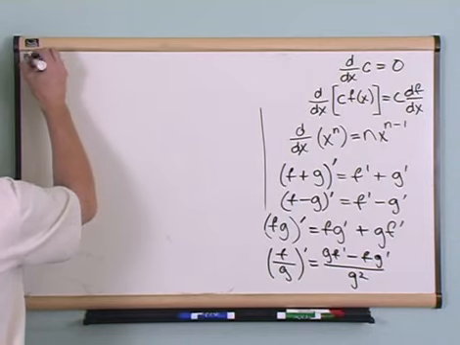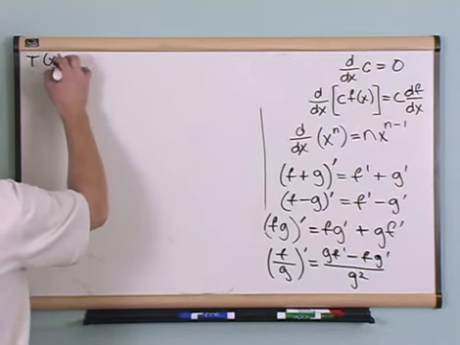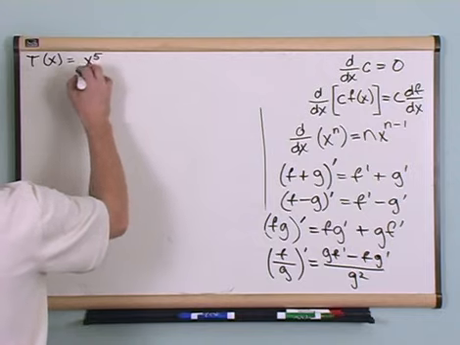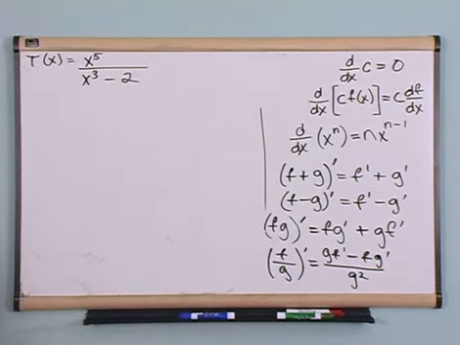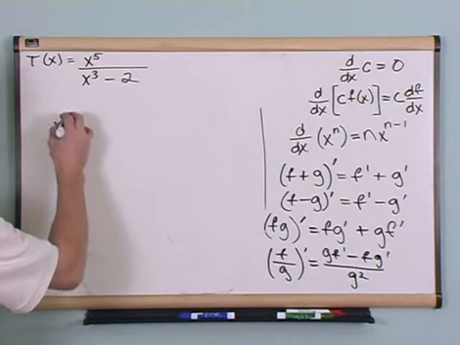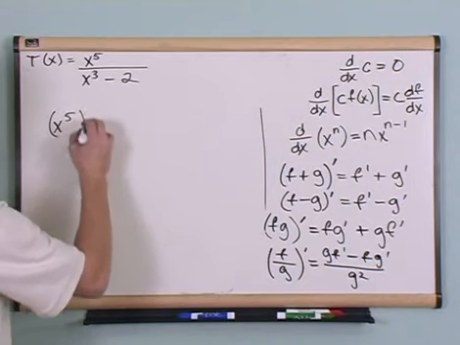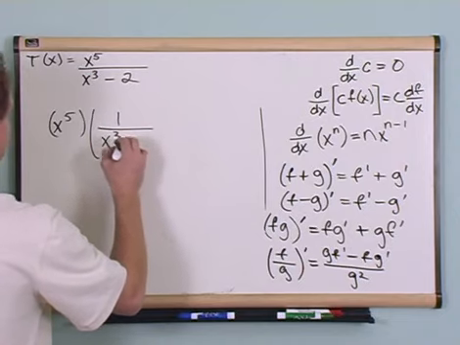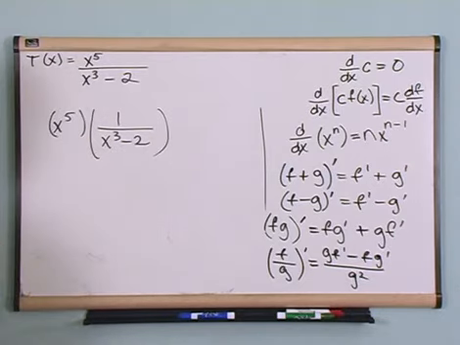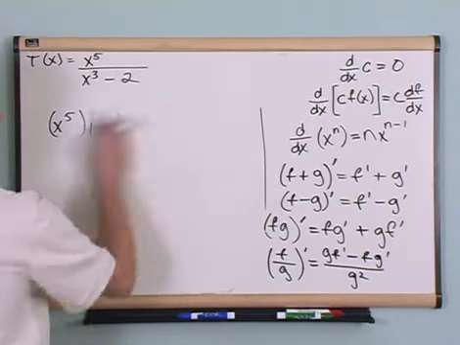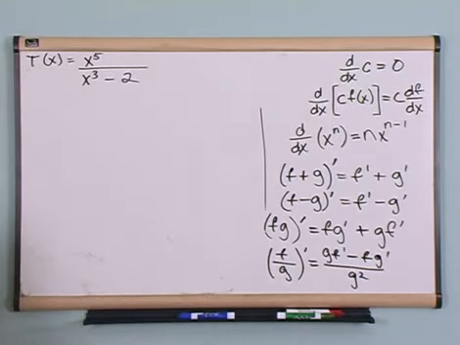Now, an example of that would be, what if you had t of x is equal to x to the 5th power divided by x to the 3rd power minus 2. Now, there's more than one way to skin a cat. We could break this out as x to the 5th times 1 over x to the 3rd minus 2, and I could use the product formula, this function of x times this function of x. In fact, that's exactly how you derive this formula. If you go through that exercise, you'll get that answer down there. But we're going to use this one.